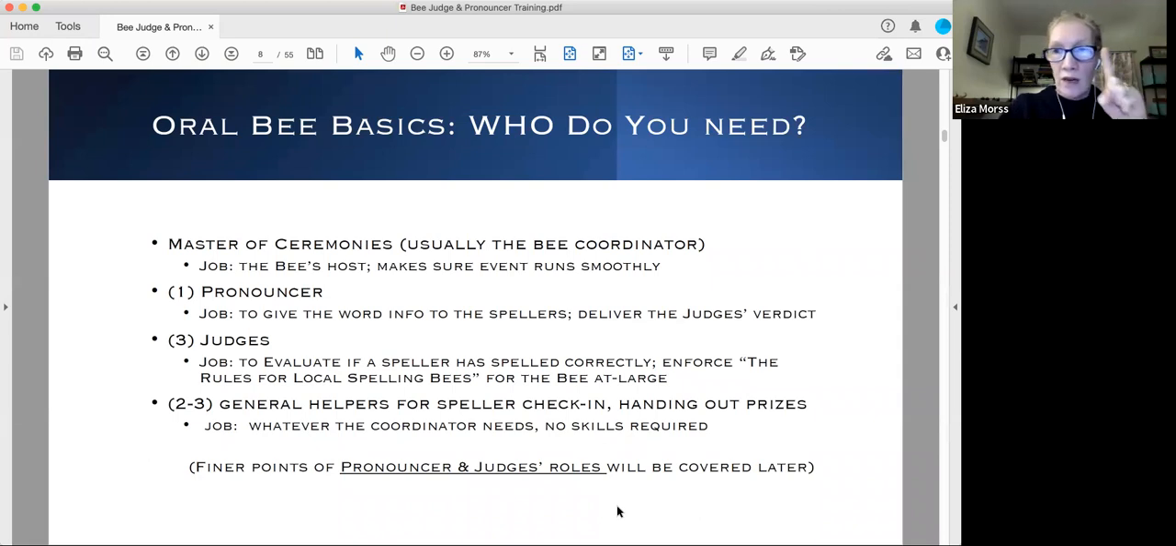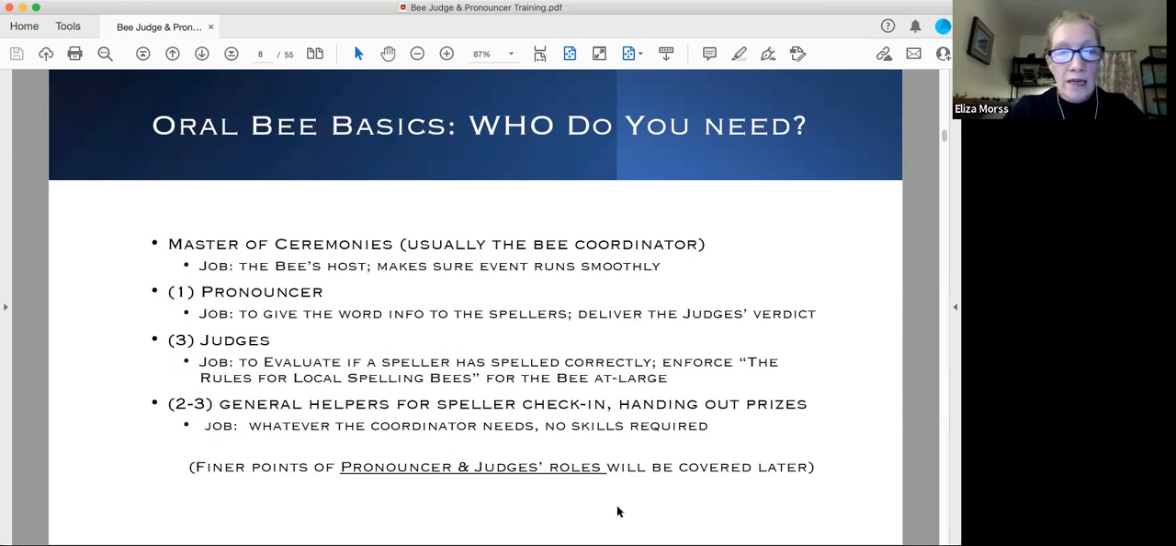So you can imagine you need one pronouncer. And that person's job, as you can see, is to give the word information to the spellers and deliver the judges' verdict. The pronouncer, key point, is not involved in judging. So you're going to need three judges. And those people evaluate if a speller has spelled correctly. And they also enforce the rules according to that marvelous piece of paper called the Rules for Local Spelling Bees.